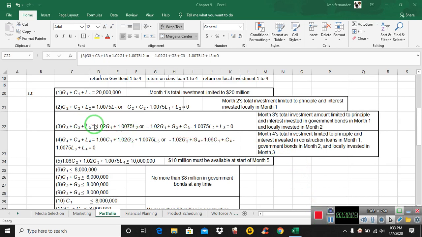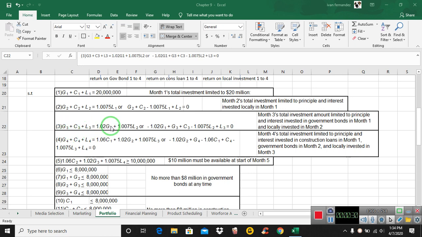So constraint number 3 is the same. Constraints 2, 3, and 4 are kind of the same. They just get more and more complicated as the investment goes into the months, the second month, the third month, and the fourth month. So in the third month, think about it. In the third month, what money do you have available to invest in G3, C3, or L3?